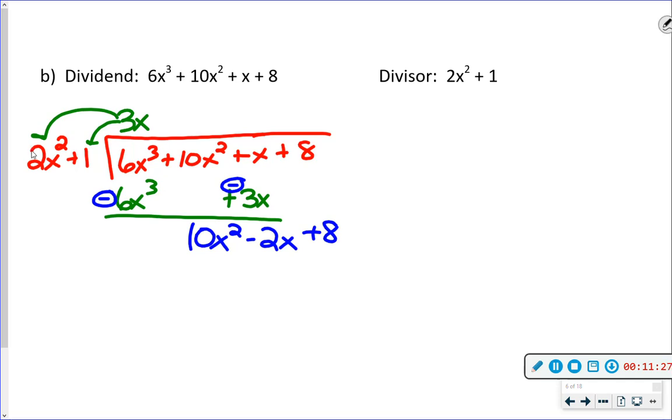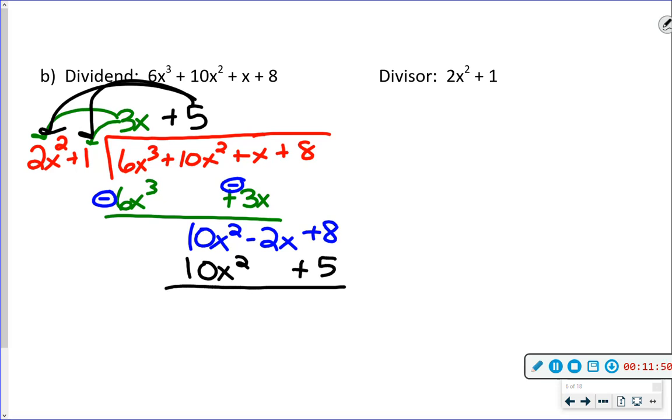Okay, you are ready for your next term on top. What times 2x squared is 10x squared? 5. All right, 5 times 2x squared. Now careful, line it up here. 5 times 1, we all know 5 times 1 is 5. Question is, where are you putting the 5? Under 8. We're going to subtract. I'm going to switch the signs. I'm going to total up.